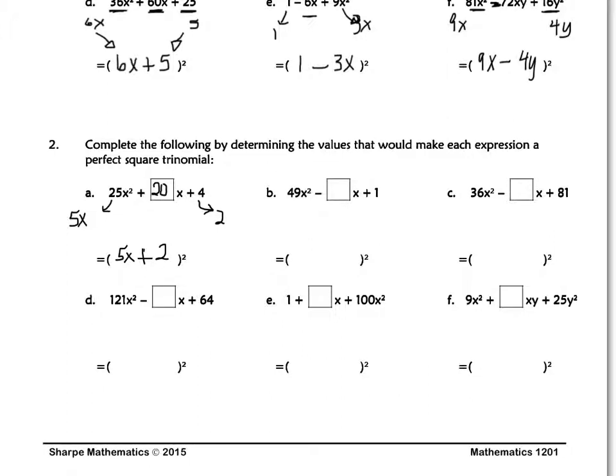This one here, the square root of the first one would have to be 7x, and the square root of the last would have to be 1. So if we take the product of 7x and 1, we get 7x. Doubled would be 14. And our factors then would be 7x minus 1, because our middle term is negative. 7x minus 1 squared.